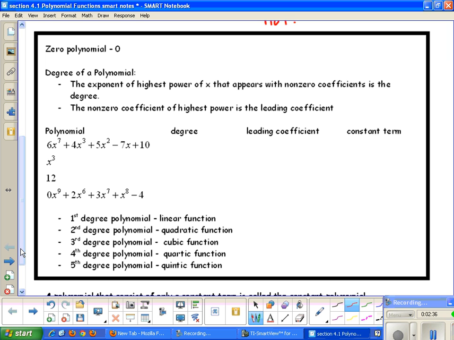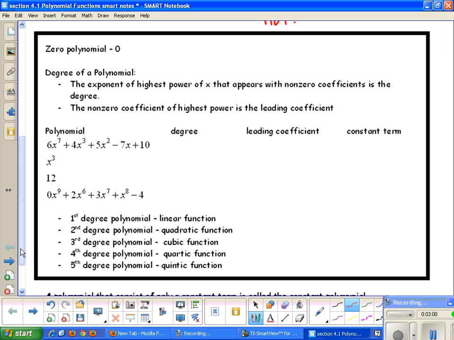So the zero polynomial we have is just 0. The degree of a polynomial is the exponent of the highest power of x that appears with non-zero coefficients, and that becomes the degree. The non-zero coefficient of the highest power is also called the leading coefficient. If we look at these polynomial equations that we have right here, we want to write the degree, the leading coefficient, and the constant term.